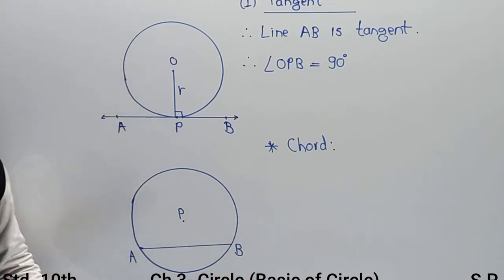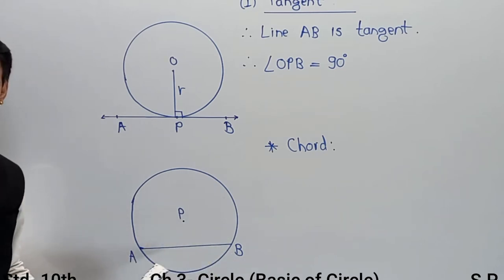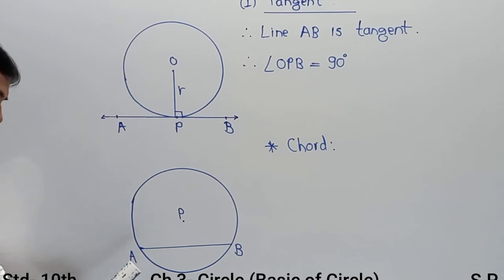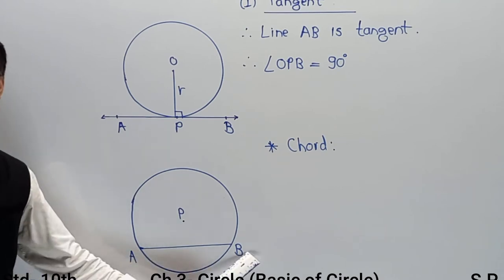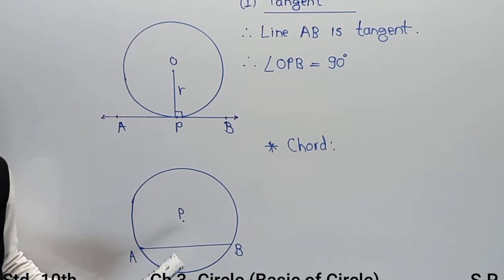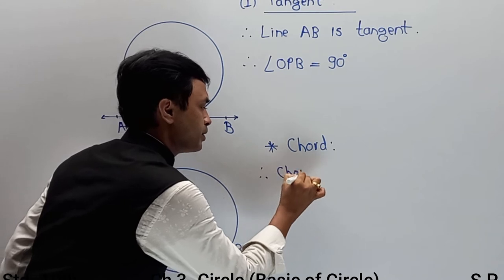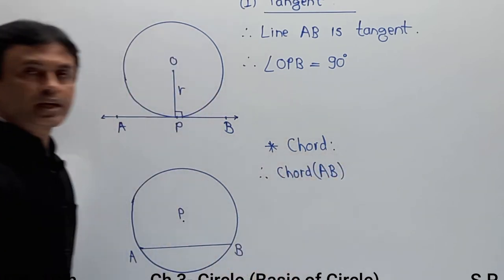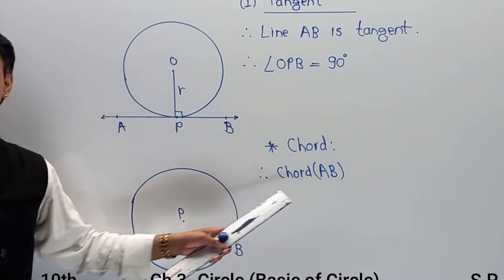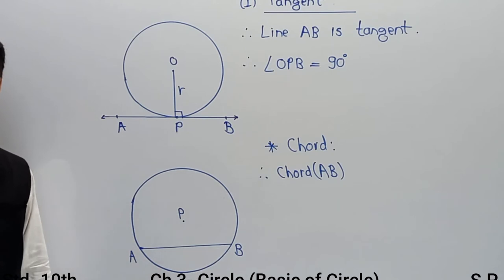Now what is exactly this line? This line touches the circle in two different points, called a chord of the circle. So naturally AB is a chord of a circle having center P. So here you are indicating chord AB. It is very clear: a chord is one segment, or a line, which touches the circle in two different points.